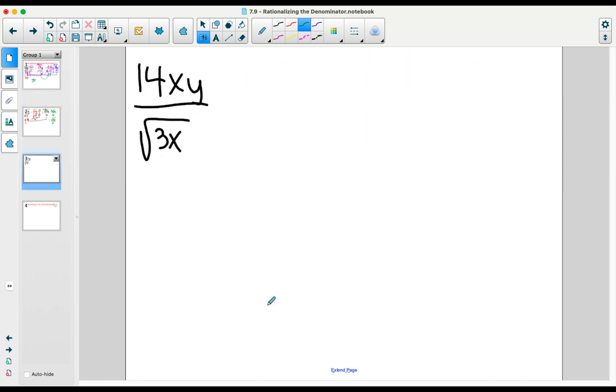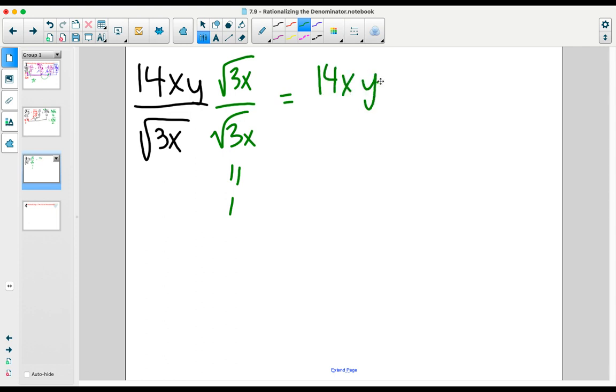So let's take a look at one of those. Here we have 14xy over root 3x. We're not alarmed by the variables, similar to what we saw in the previous example with the y. We're going to multiply the numerator and denominator by root 3x. Just remember that we do this because that fraction is equivalent to 1. We're rewriting the fraction. It's the same logic that we use when we simplify fractions and we divide the numerator and denominator by the same thing. So multiplying by root 3x, we get 14xy root 3x.